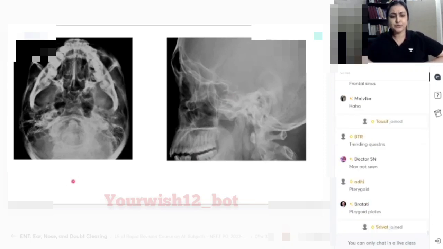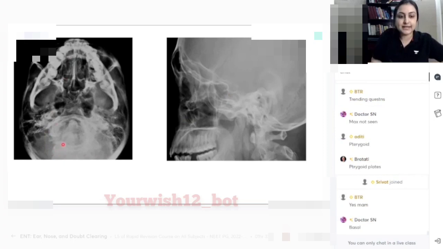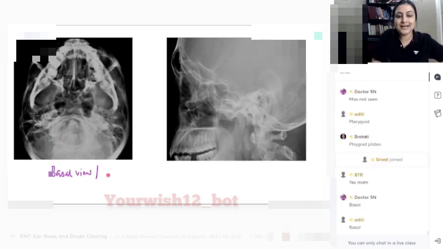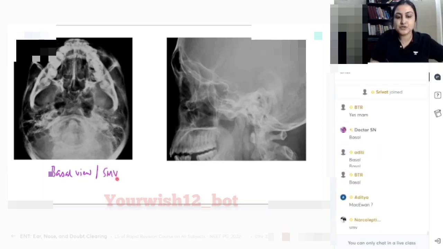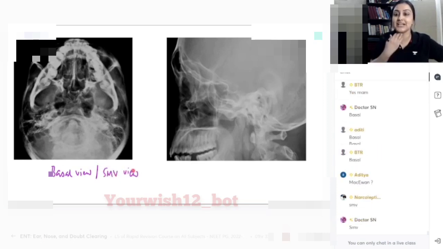Apart from that, we have a few lesser known views. What is this? When we take it from the base, correct. So this is your basal view. All right, the basal view is also called submento vertex, SMV. So this is also called the submento vertex view, meaning from below the chin going to the vertex at the back. The advantage here is that I can see it as a cross section. Can you see? The ones at the back are the sphenoid sinuses. These are your anterior and posterior ethmoid sinuses, and these are your maxillary sinuses.